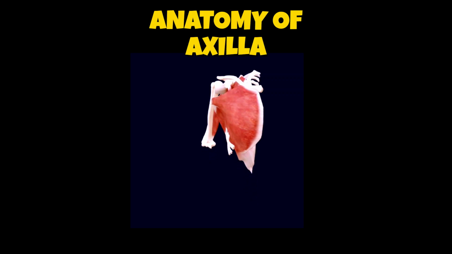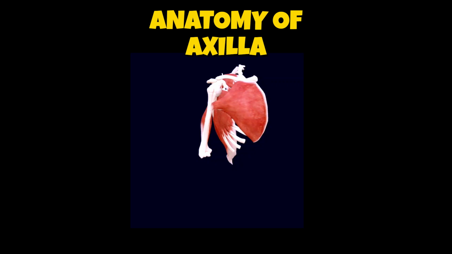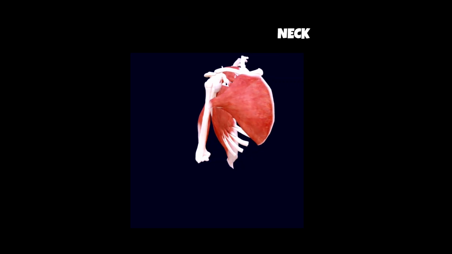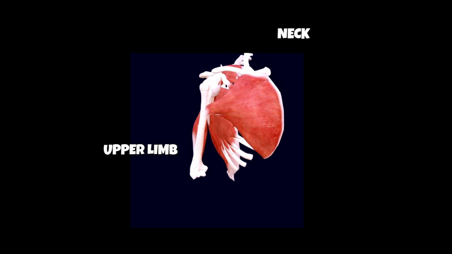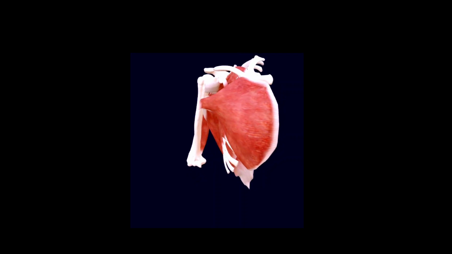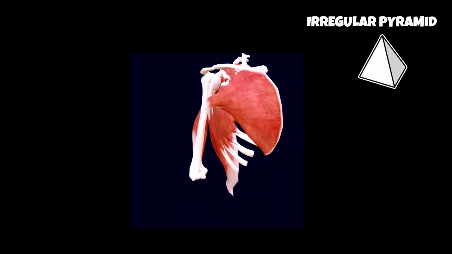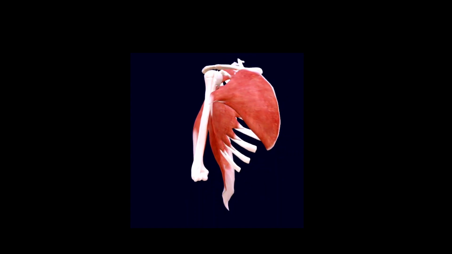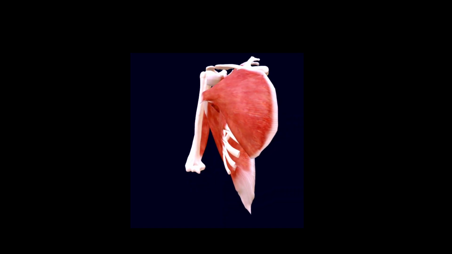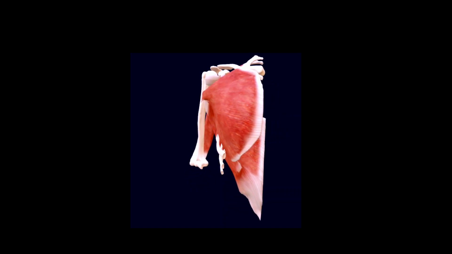This video is going to be about the axilla. The axilla acts as the primary passageway between the neck and the upper limb. It serves as a transition zone through which nearly all major nerves, arteries, veins, and lymphatic channels supplying the upper limb must pass. Structurally, it resembles an irregular pyramid formed by a combination of bones and muscles, notably the clavicle, scapula, upper ribs and thoracic wall, and the proximal humerus.